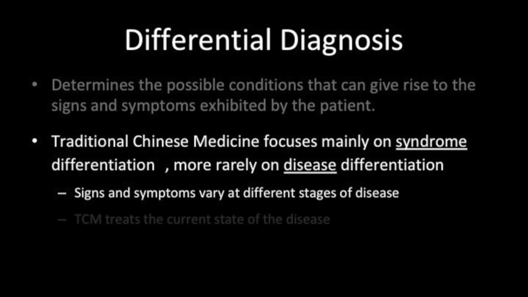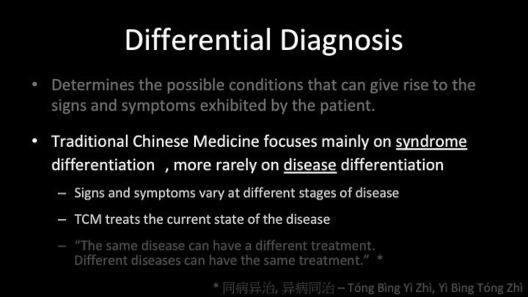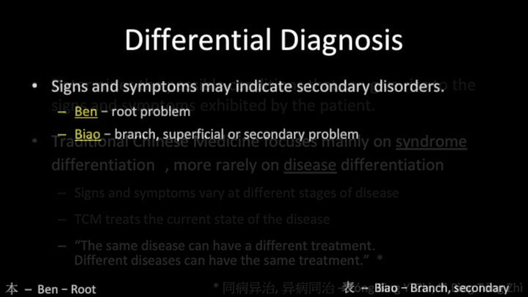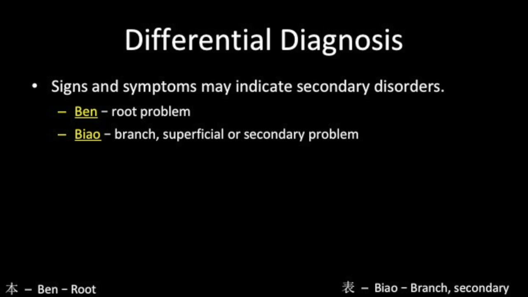In dealing with syndromes, TCM treats the current state of a patient's disease. Because of this, there is a saying in TCM: the same disease can have a different treatment, different diseases can have the same treatment. This may further be complicated by the fact that there is often a primary syndrome, which is called a ben or root problem, and one or several secondary disorders called biao specific to a patient.